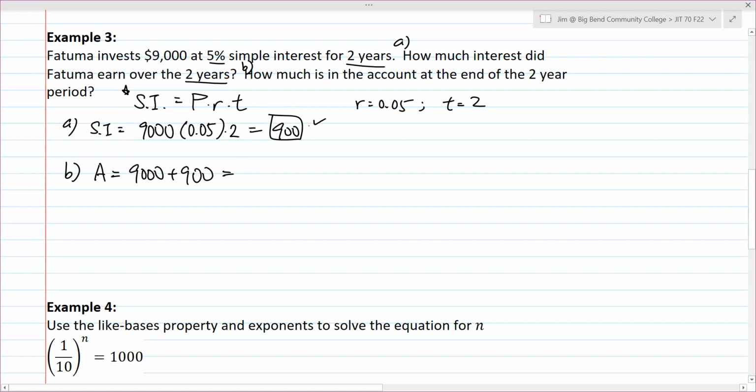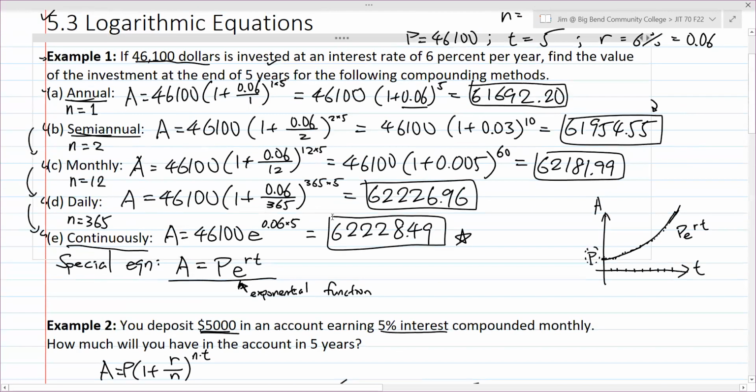You're just adding the interest earned separately with your initial value, then that's the total amount of money you have at the end. All right. So that means you earn $900 extra, and then you have the total amount of 9,900 2 years later. All right. And it is interesting to see how that works for example number 1. So let's take a look, shall we?